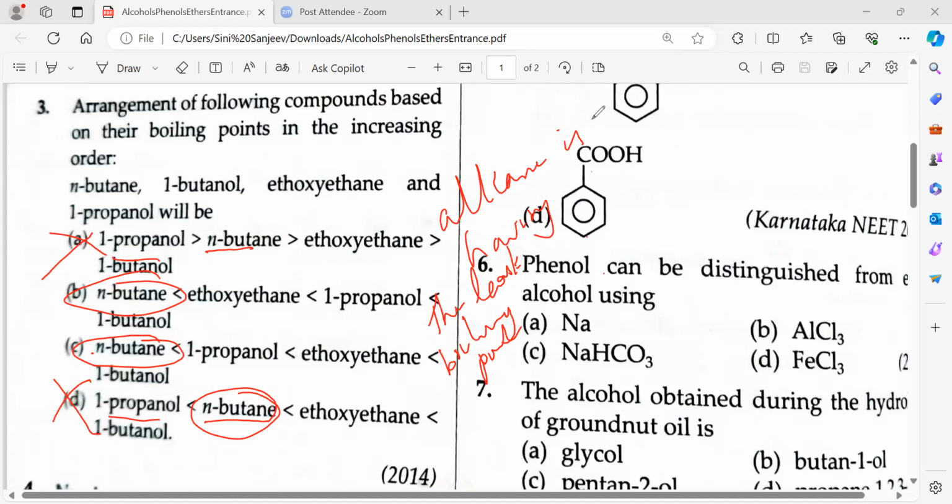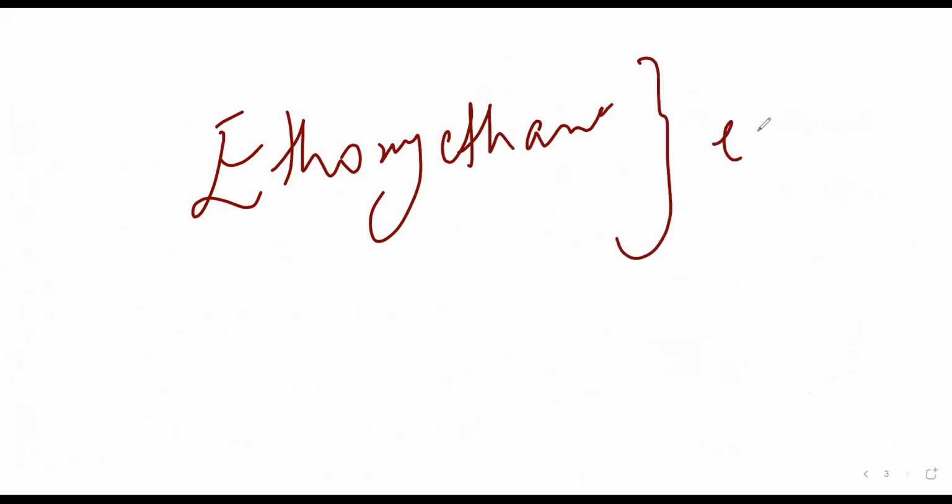I'll come to the options. Coming to the butanol, here both of these, one butanol is there. Then we have got something called ethoxyethane. Correct? Ethoxyethane. So what is the ethoxyethane? We have to know what is the ethoxyethane, right? Ethoxyethane is an ether, respectively. Correct?